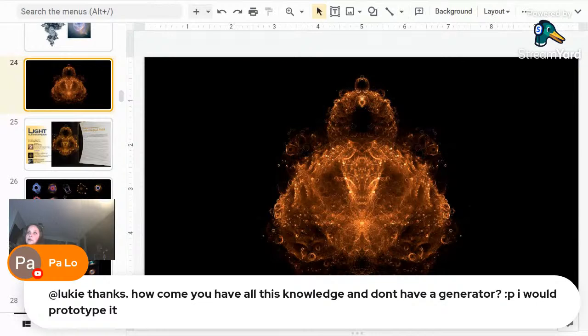How come you have all this knowledge and you don't have a generator up? So there are lots of people out there that want to help. That's partly why I'm here, to bring people together.